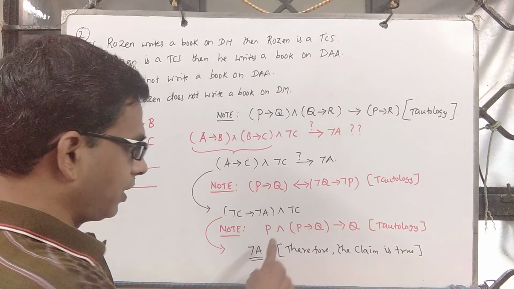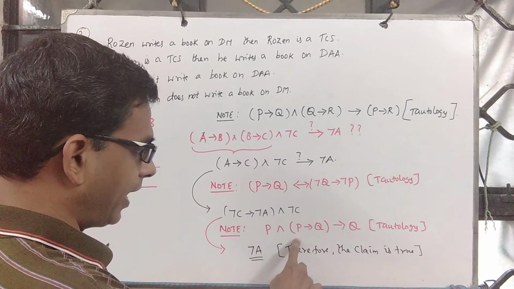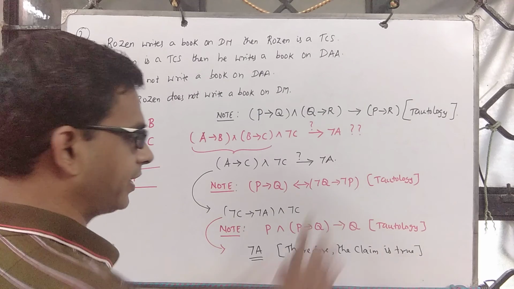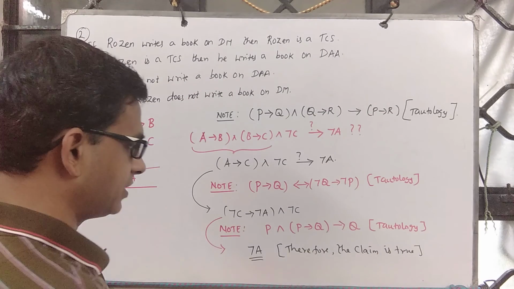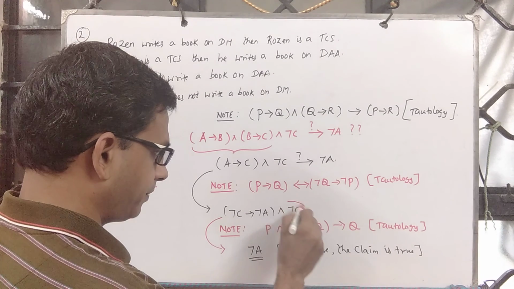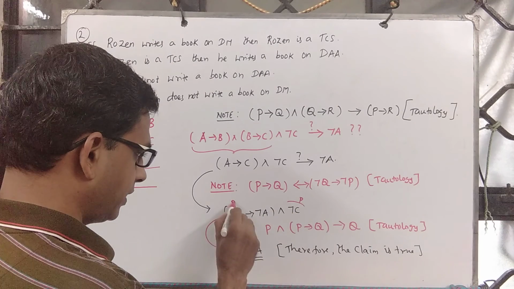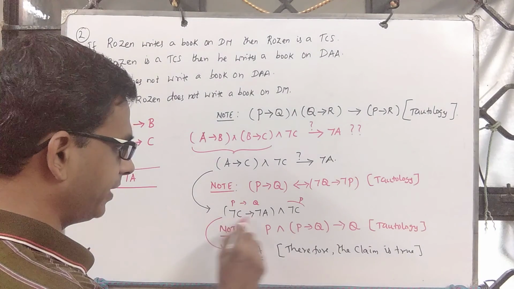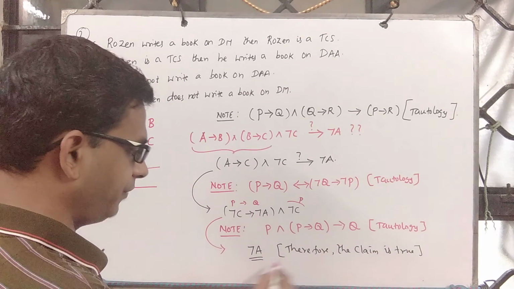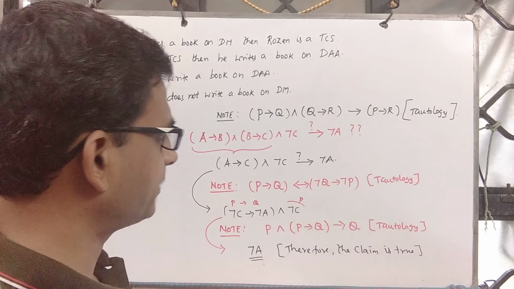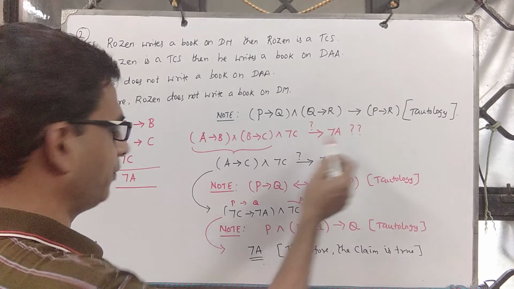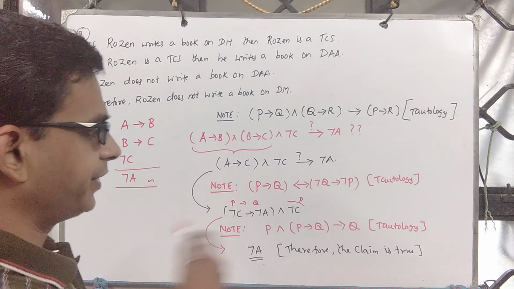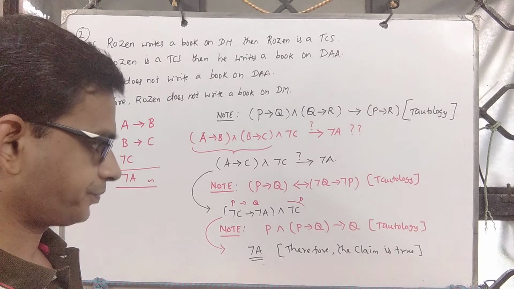Now, we know that P and P implies Q is a tautology, which means this one is P. So therefore, you can use this rule: P and P implies Q is Q. So we get this. That's precisely what we wanted. So therefore, the given claim is true.